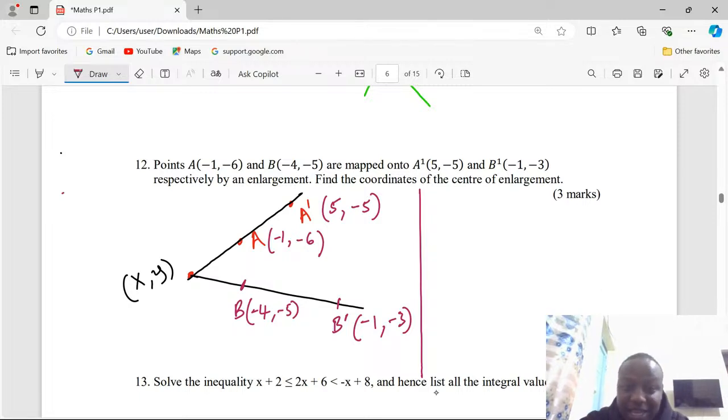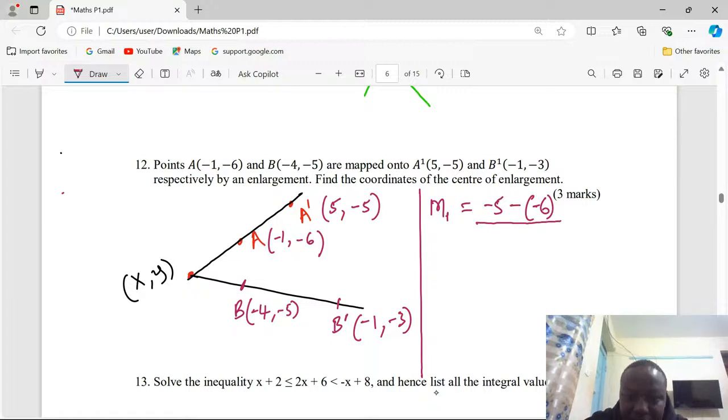So the first thing to get is the first gradient, which is change in y over change in x. We take -5 and subtract -6, then divide by change in x: because we started with -5, now we start with 5 minus -1. This is a gradient of -5 plus 6, which becomes 1, over 5 minus -1, which becomes 5 plus 1, which is 6.